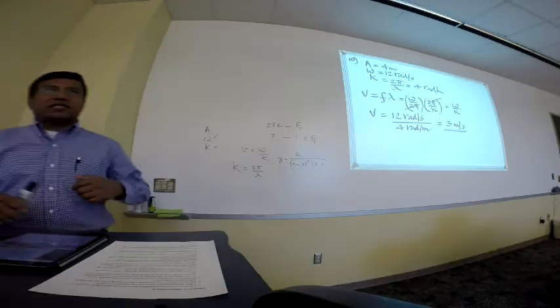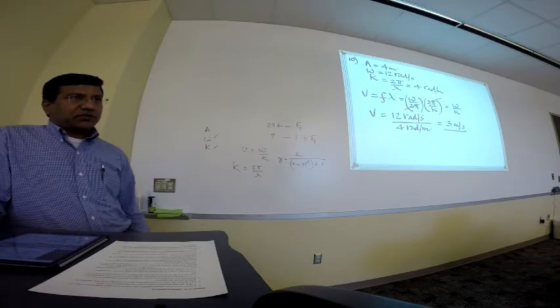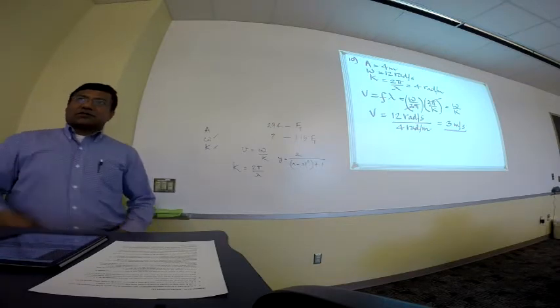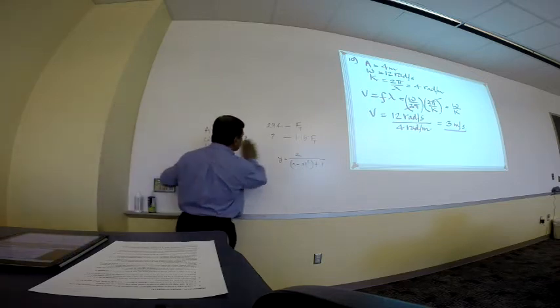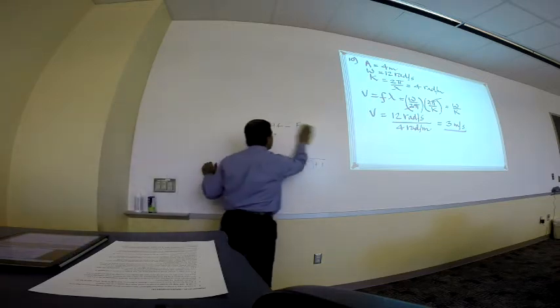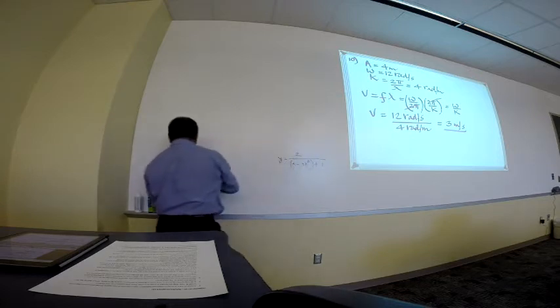Take dy by dx, then take d squared y by dx squared. Tell me what you get. So this time we'll be actually using some calculus.